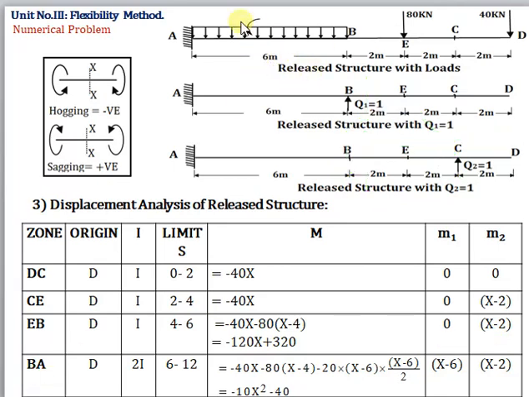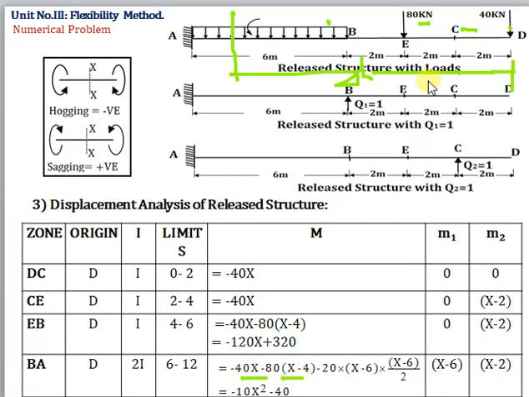Next is BA zone. Now consider this x, consider this section in BA zone. Now this is your origin. With respect to origin, this section is x distance away from the origin. Now how many forces toward the right of this section? 1, second 80 kilonewton, and third one is this UDL. So 3 moments you have to take. Okay, first one, let's take this 40. So this 40 will rotate about this section in a clockwise sense, so minus 40 into x.